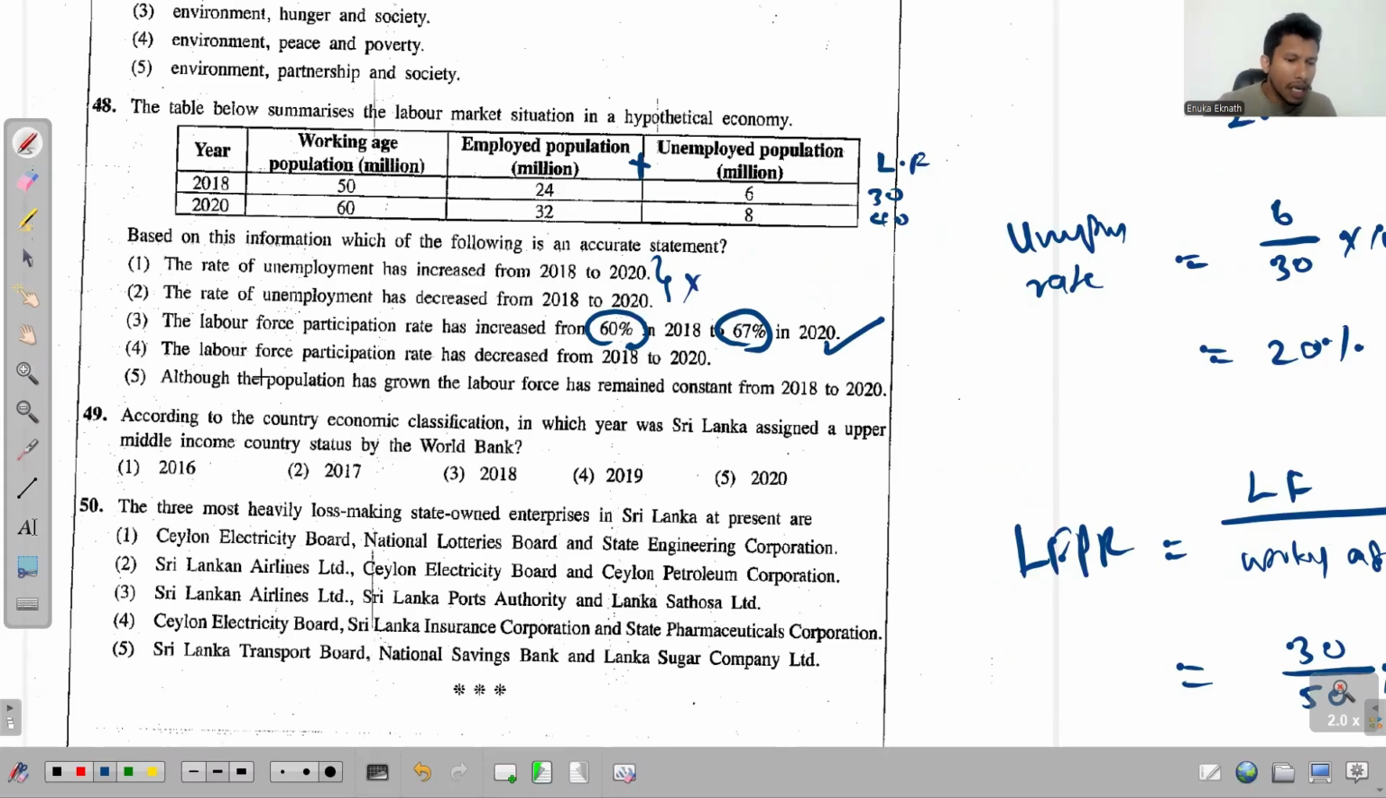Right. Look at the fourth one. Labor force participation rate has decreased. No, I said that because the value is 66.67, so it has actually increased, not decreased. So there's no point in saying this one. Although population has grown, has the population grown? We don't know, because we don't have enough data to comment on that. This is not relevant.